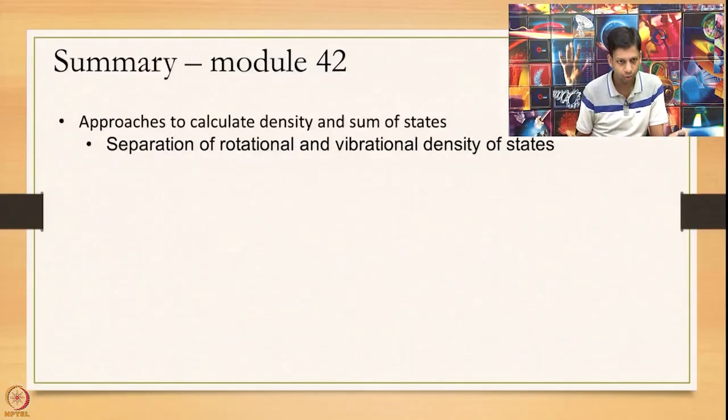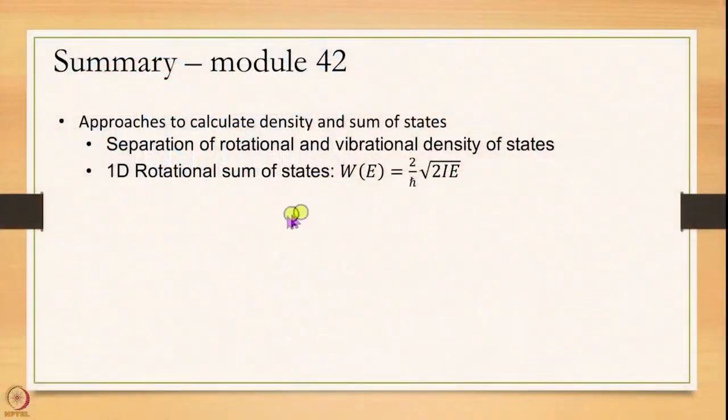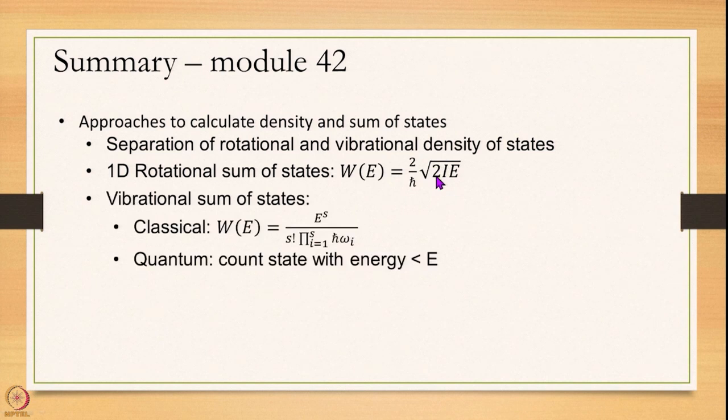Alright. So, in summary, what we have looked at today is how to calculate the density and sum of states. We start out by separating out the rotational and vibrational density of states. For 1D rotational, we showed that classical mechanics is typically good and you can calculate W as 2 over h bar root 2IE. For the quantum vibrational version, you simply count the number of states. It is laborious, but that is the right way of doing it. The classical version nonetheless is E to the power of s divided by s factorial into the product of frequencies.